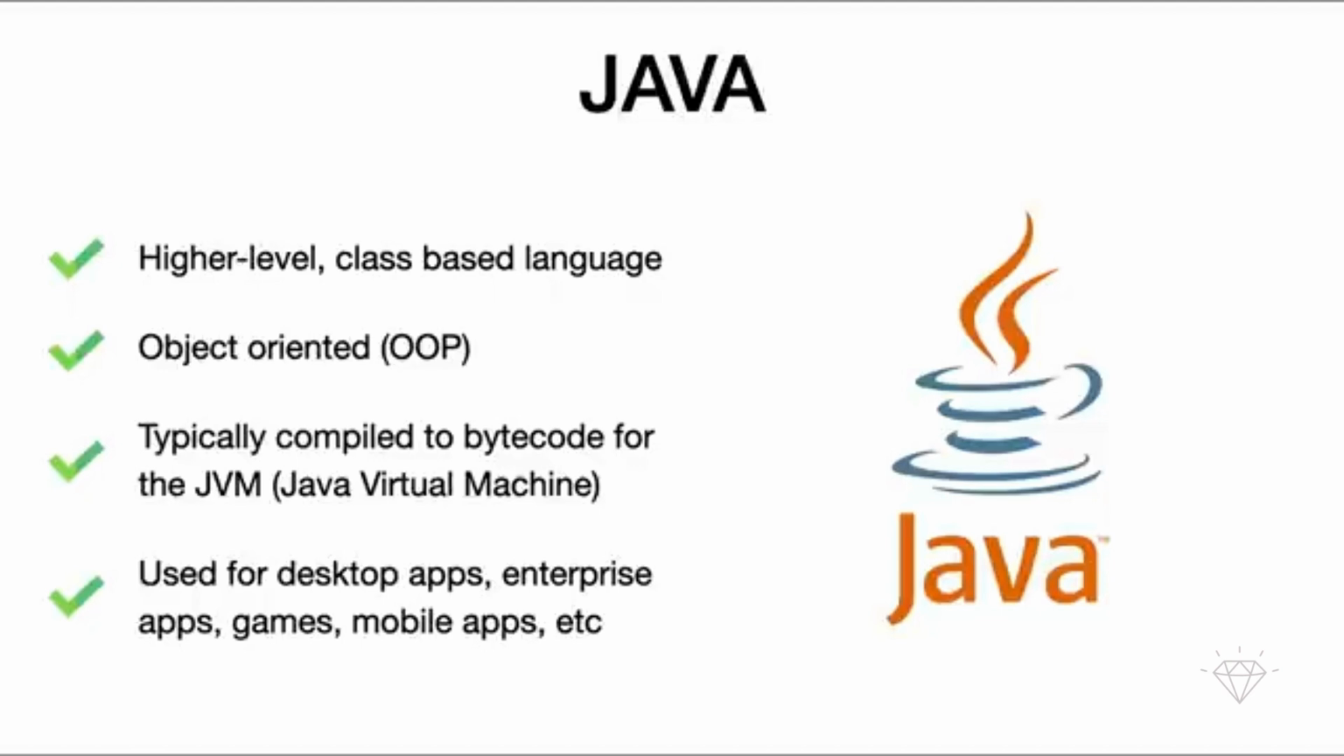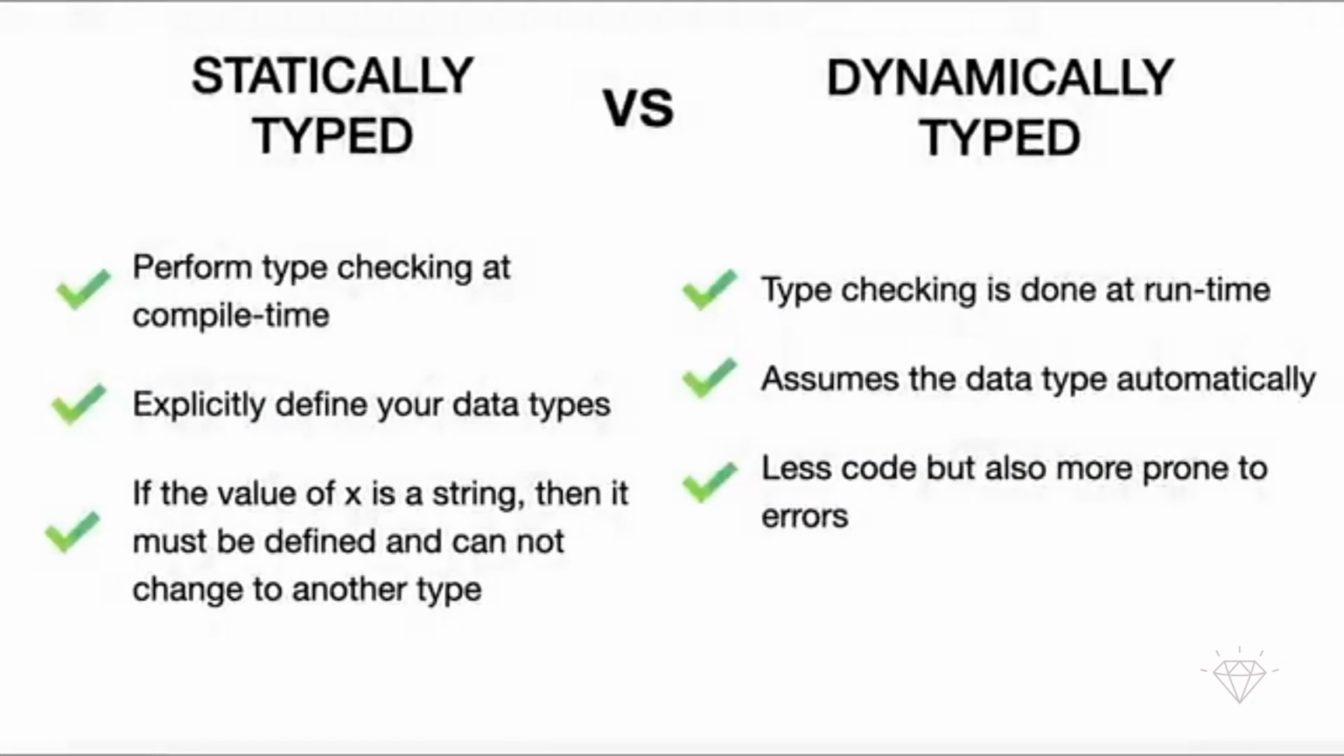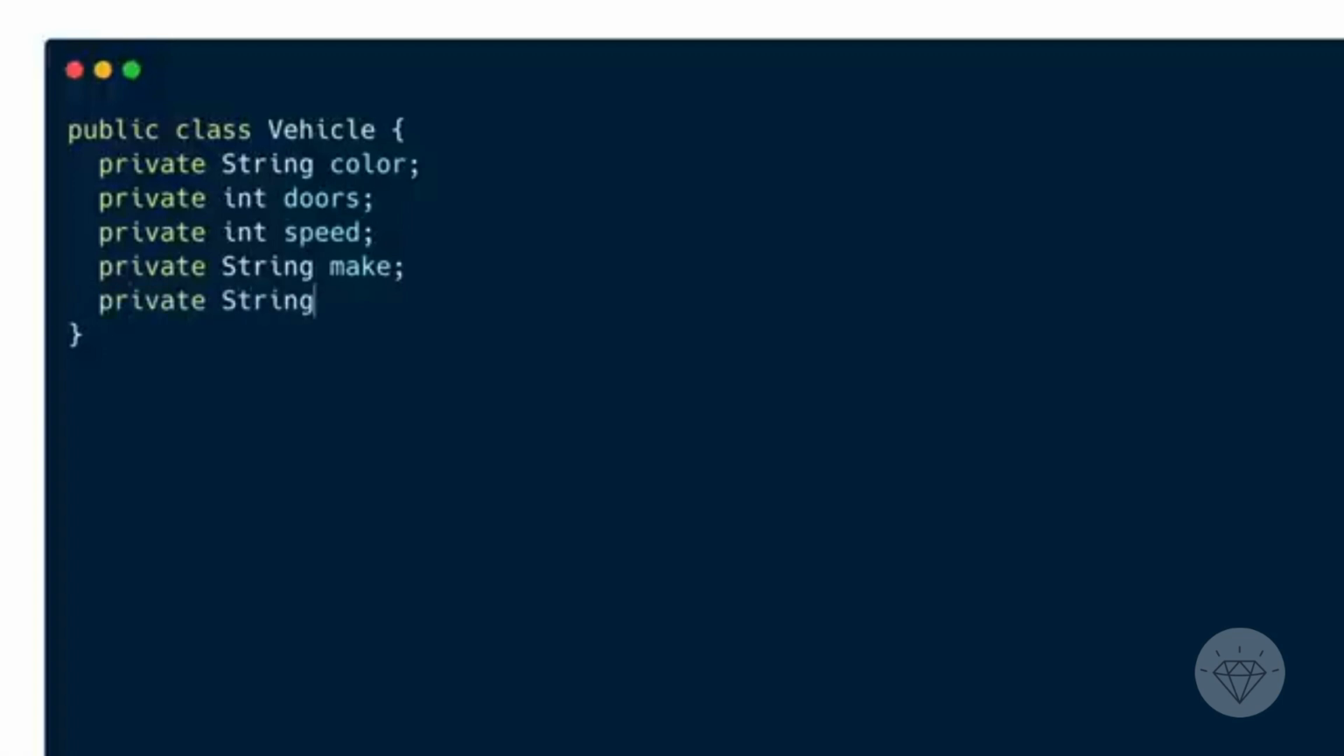Java is also statically typed, so this is something else that I wanted to talk a little bit about before moving forward. So every general purpose language that we've talked about up to this point is statically typed. And what that means is that the type checking is performed at compile time, and we have to explicitly define types for our data within our code. So for our variables and our function returns, if something is a string, we need to define it as a string, and it can't change into a Boolean or some other type.